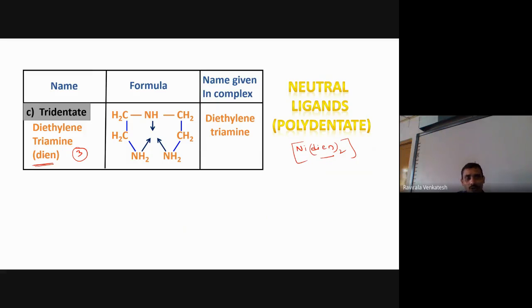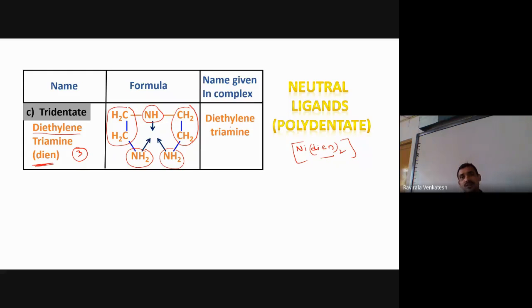Now diethylene triamine, how did you get this name? You see, how many ethylene groups are there here? One ethylene group here, second ethylene group here. There are 2 ethylene groups, called diethylene. How many amines are there? NH groups: 1, 2, 3. There are 3 nitrogens with NH, single-bond nitrogens, therefore they are called amines. So triamine, 3 amines are there. Diethylene triamine is also called dien.